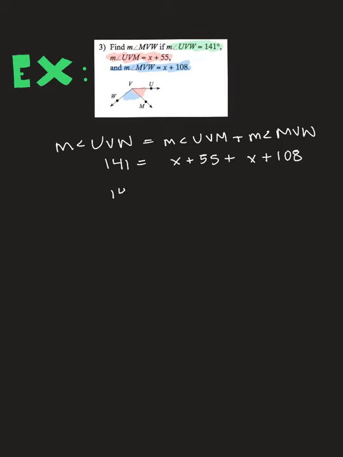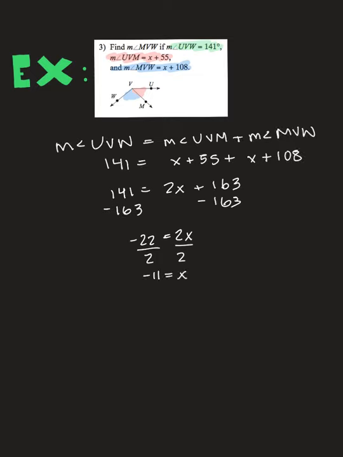Then we start combining like terms. X and X gives us 2X. 55 and 108 is 163. Then we can subtract 163 from both sides, which gives us -22 is equal to 2X. Divide by 2, and we get -11 is equal to X.